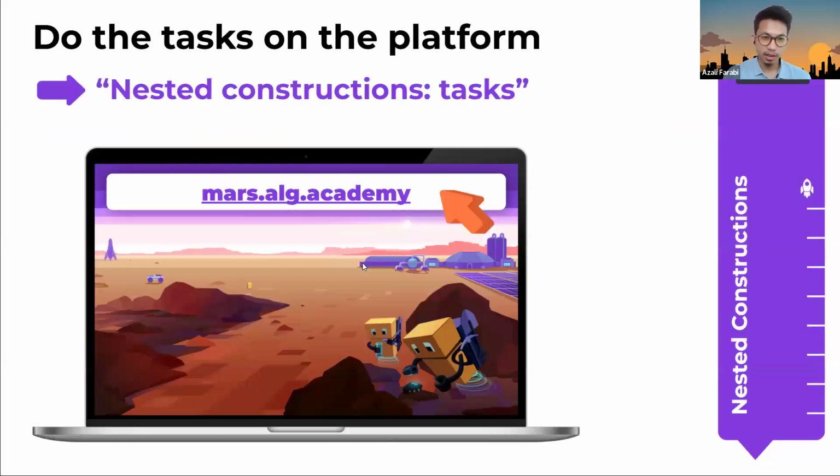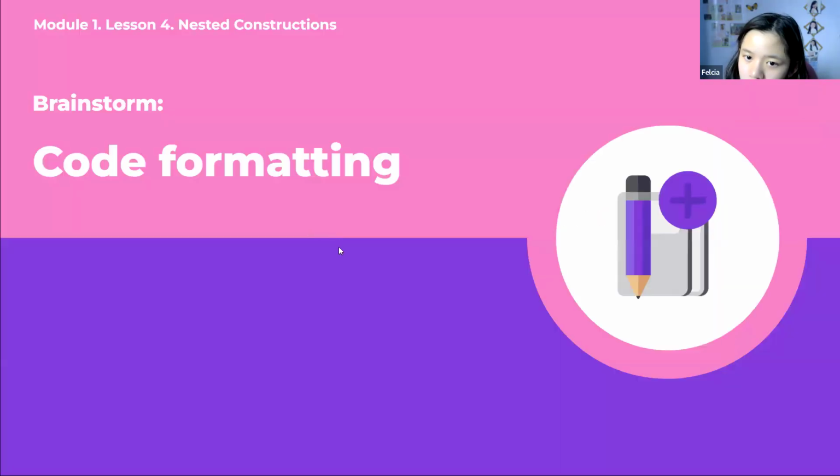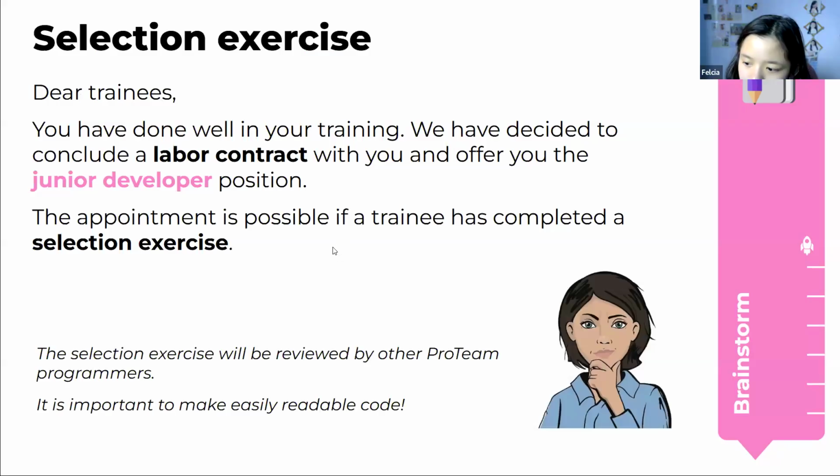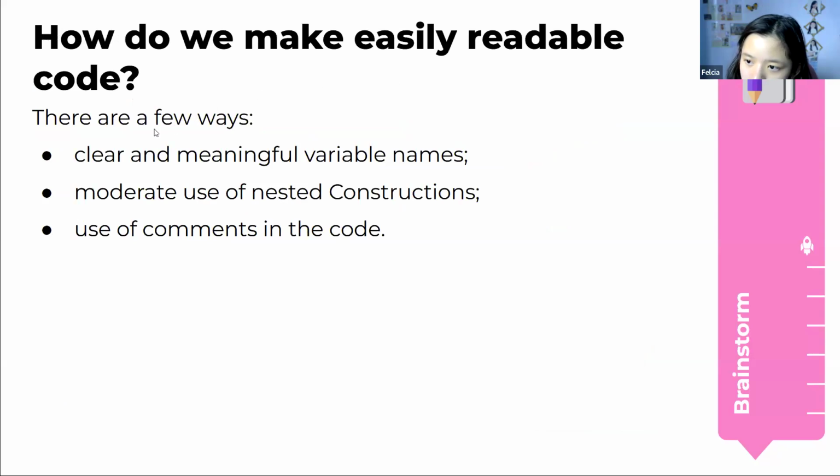Now let's talk about the second thing, code formatting. This is quite important. So how do we make easily readable code? There are a few ways. First is clear and meaningful variable names. Second, moderate use of nested constructions. And the last one is use of comments in your code.